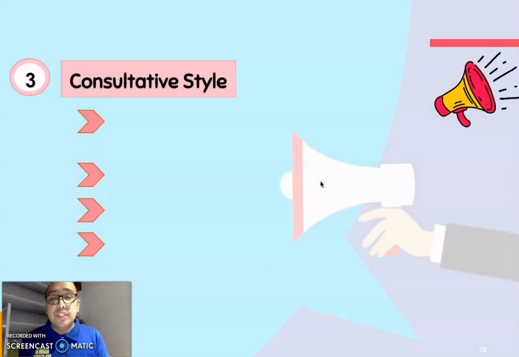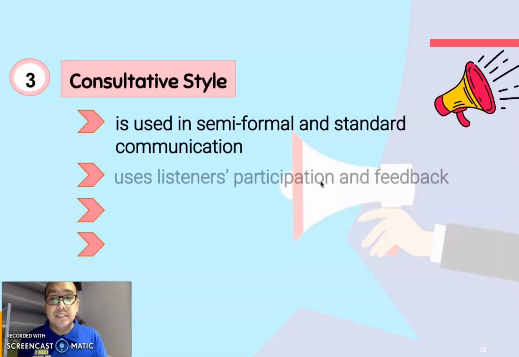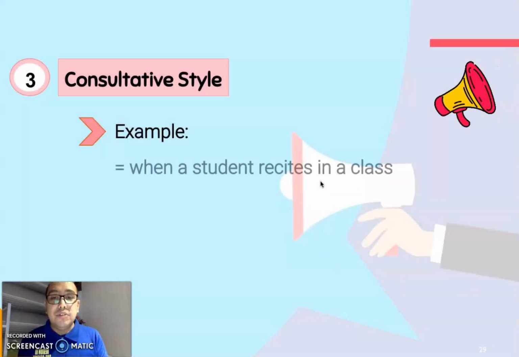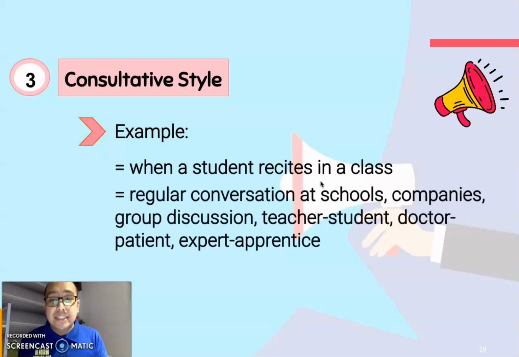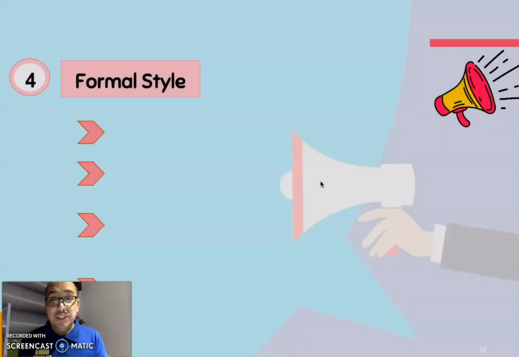The third type of speech style is the consultative style. It is used in semi-formal and standard communication. It uses listeners' participation and feedback. It is less appropriate in writing, and it is an unplanned speech. Examples are when a student recites in a class, or a regular conversation at schools, companies, group discussion, teacher-student, doctor-patient, or an expert and apprentice. And then take note, professional or mutually acceptable language is a must in this style of speech.